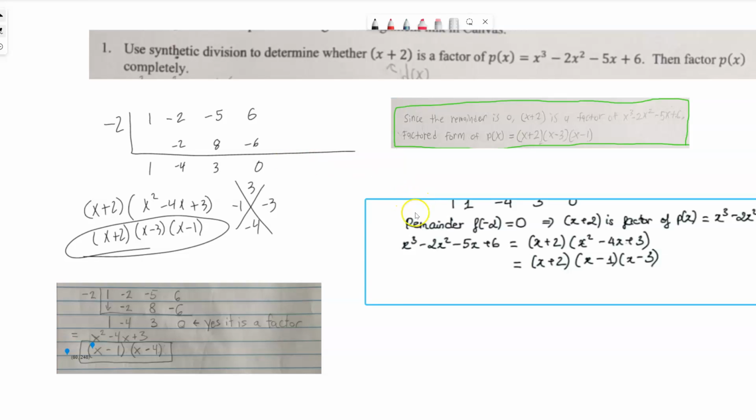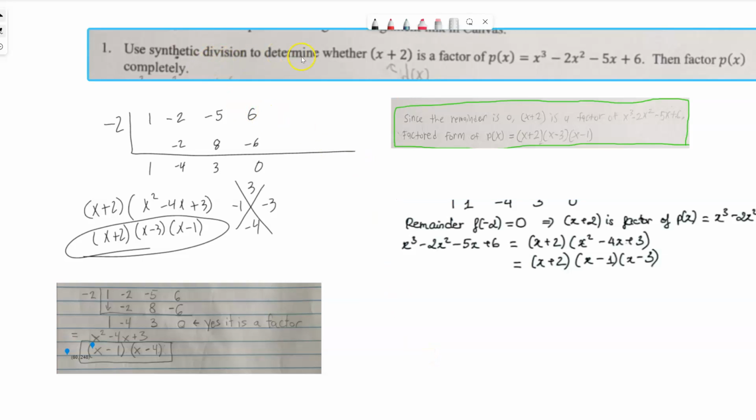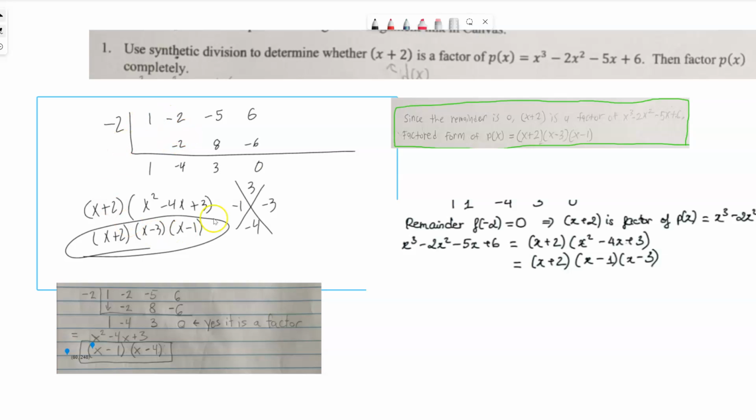All right, let's discuss the section 2.3 written homework comments that I have. Use synthetic division to determine whether x plus 2 is a factor of this polynomial. Then factor the polynomial completely. Okay, so here our first example shows synthetic division.